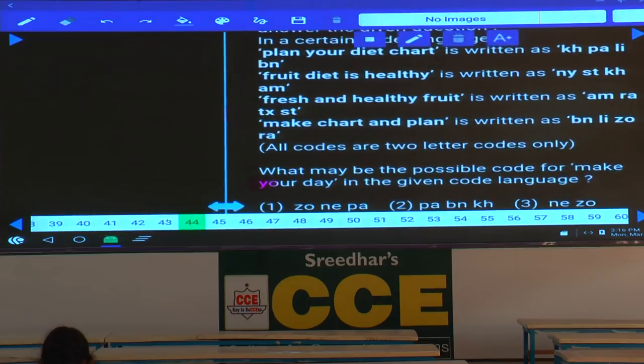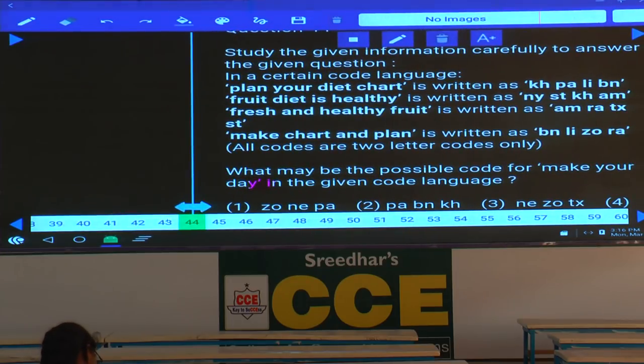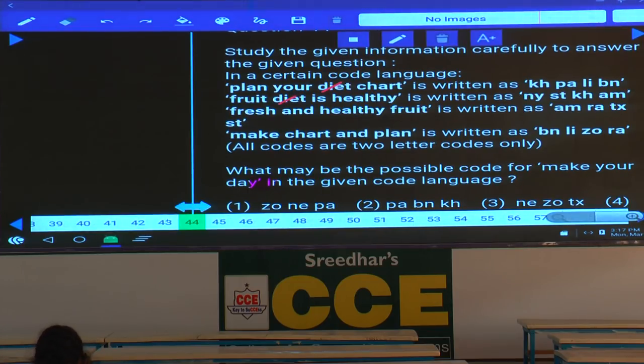Now question numbers 44 onwards, these 5 are based on coding and decoding. Now the first one: plan your diet chart and fruit diet is healthy. Now tell me which word is common between these two. Diet is the only word which is common between these two. As diet is the only word which is common, tell me what is the code which is common here. The code which is common between these two is KH. And the code to the word diet is KH, isn't it?